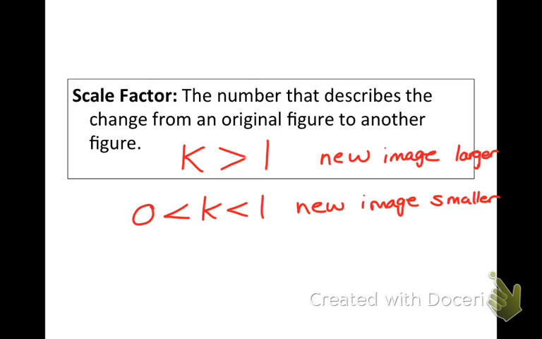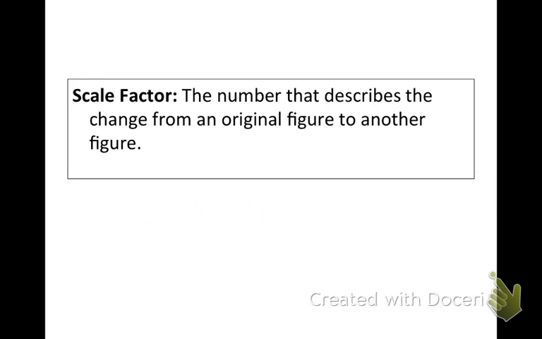So if you had a scale factor of 2, what's happening from the original to the new? It's being doubled. If you had a scale factor of 3, it's being tripled in size, right? If my scale factor was 1/2, what's happening from my original to my new one? It's being cut in half, right? So it's going to be smaller by half. If my scale factor was 1/3, then it'll be smaller by 1/3.